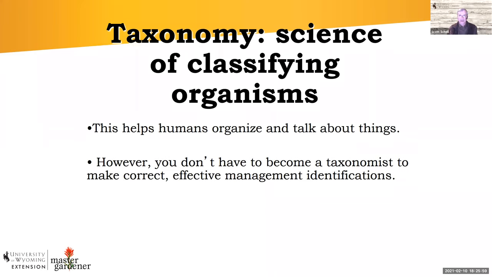So this is really about taxonomy, because for identification, we have to place them within their classifications. And so taxonomy is really just about how to organize things, and it helps us talk about it, because this way, say another scientist who's studying Orthoptera in Africa can ask me a question about Locusta migratoria, and I know immediately which grasshopper they're speaking about, whereas there might be multiple regional common names for it. And so the other thing to keep in mind is you don't have to become a taxonomist to make correct, effective management identifications. We are fortunate because the insects that cause the most economic harm, we know the most about, because there's an incentive there for us to study and learn about them and be able to identify them.